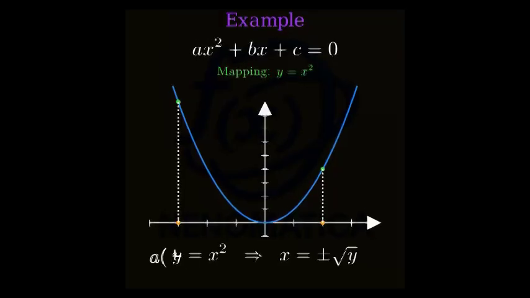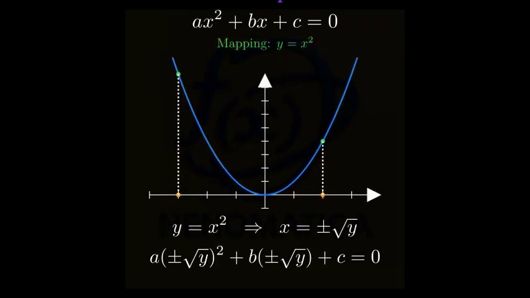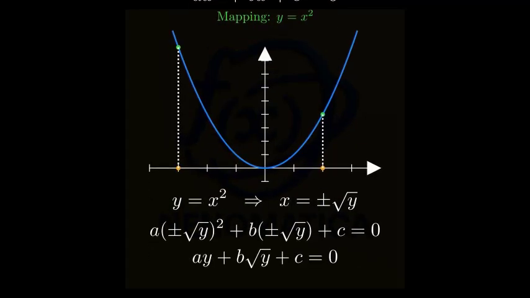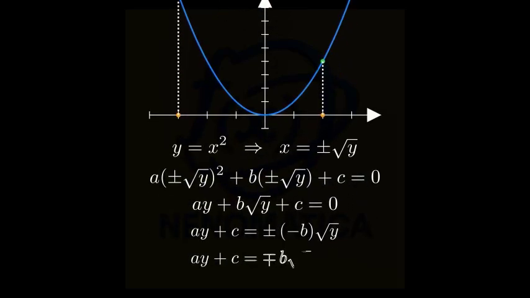Step 3. Substitute x equals plus or minus square root of y into the original equation. Step 4. Because squaring removes the sign, open the square to get a y. So the expression becomes a y plus b square root y plus c equals 0. Step 5. Isolate the square root term on one side. Move a y and c to the other side. We get a y plus c equals plus or minus b times square root y.